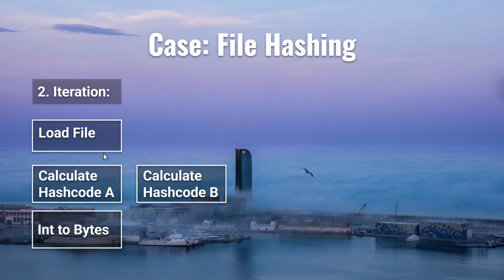After iteration 2, we have the following components. We have the file loader component, the hash algorithm A, the hash algorithm B class, and then we have the class that converts integers to bytes.